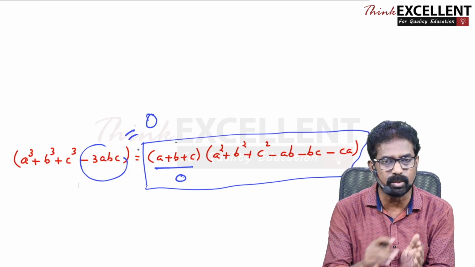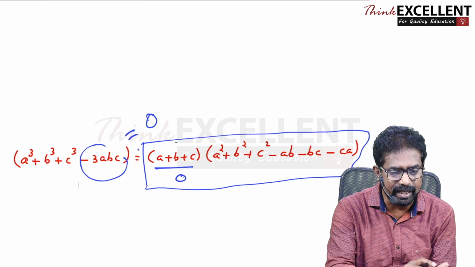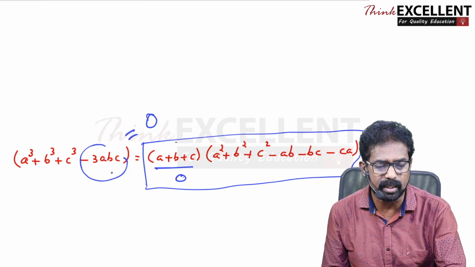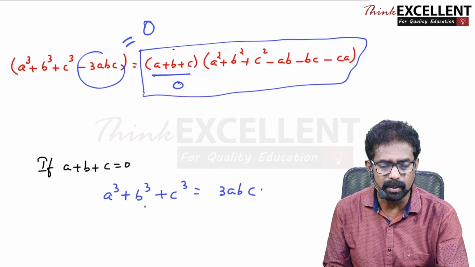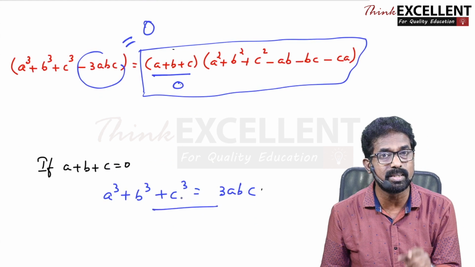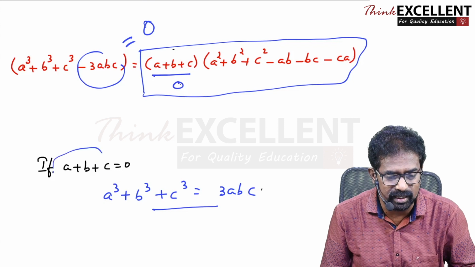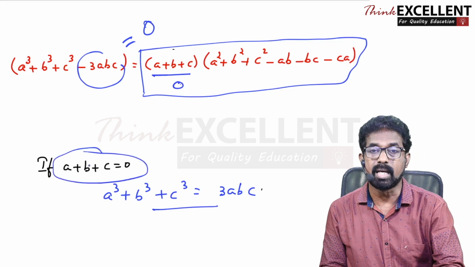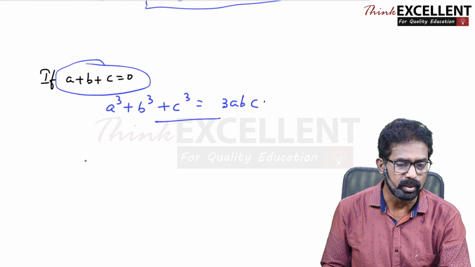If a plus b plus c equals 0, the right side is fully 0. Take this negative term to the right side, and you will get a beautiful result: a cube plus b cube plus c cube is 3abc. That is not true always, only if this condition is satisfied. What's the condition? a plus b plus c equal to 0. Then you can do that.